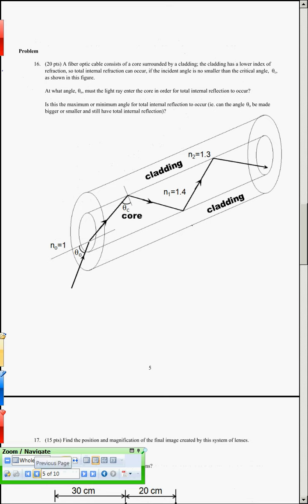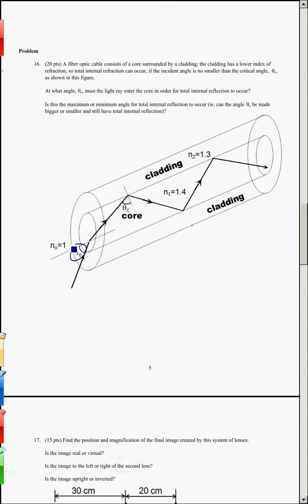For number 15, I have a fiber optic cable consisting of a core surrounded by cladding. Cladding has a lower index of refraction as shown here. I want to know what this angle theta naught must be in order for this to give us total internal reflection, and is that a minimum or a maximum angle? For total internal reflection, that means that the angle here is equal to 90 degrees.